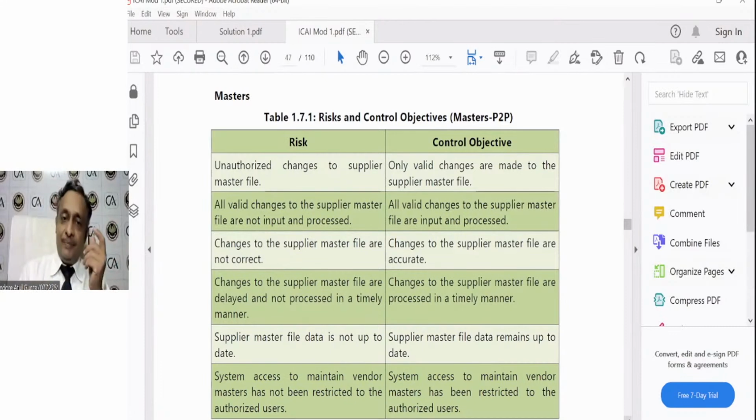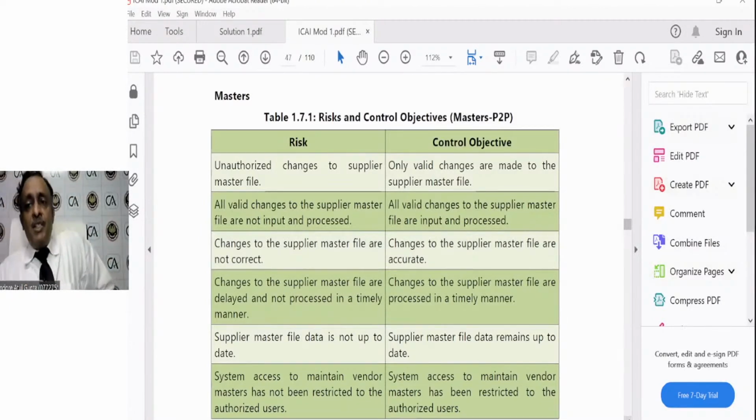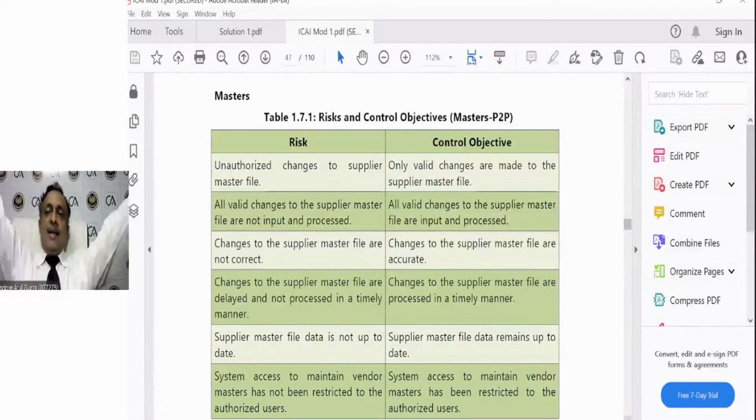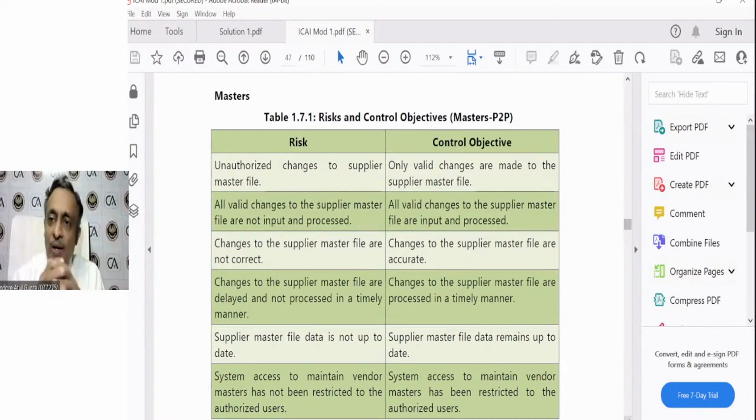So what is the risk? Risk is unauthorized changes to supplier master file. Now, what I basically want is that we must be able to understand the impact of the risk. See, the value addition that we are going to give in today's discussion is the impact. What it will mean.